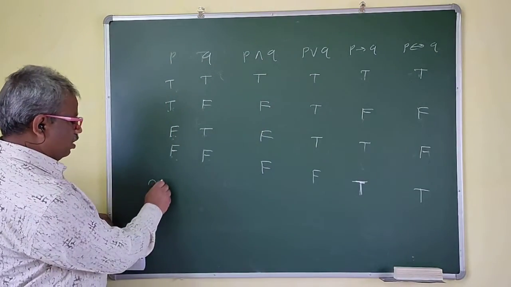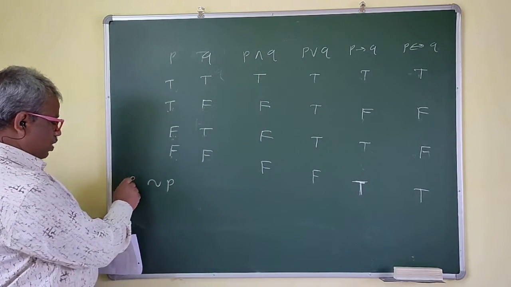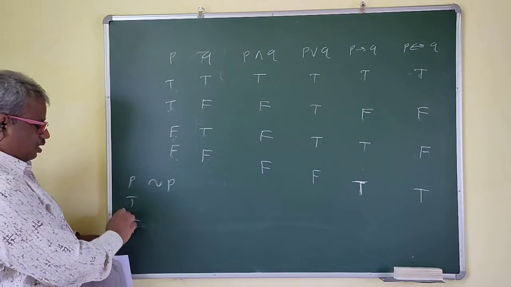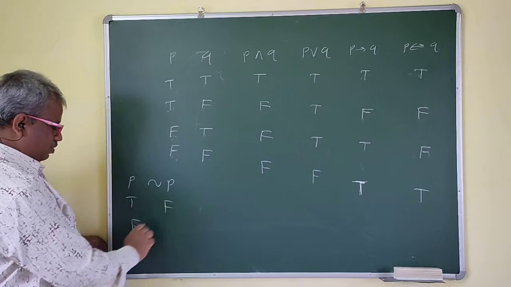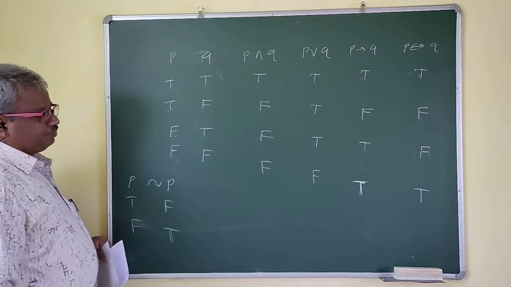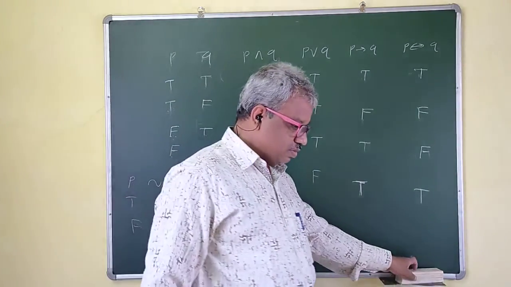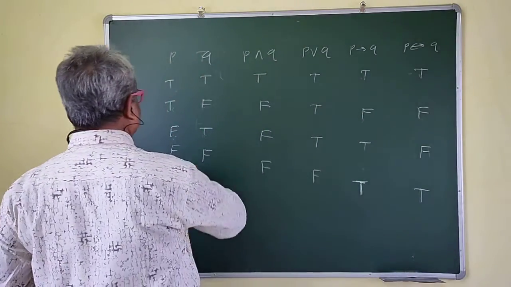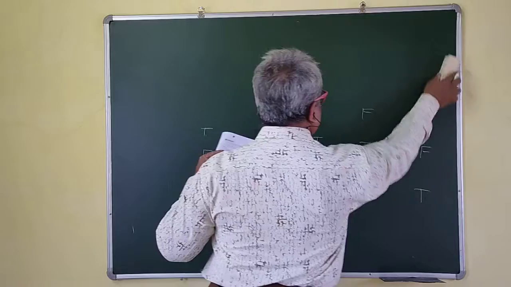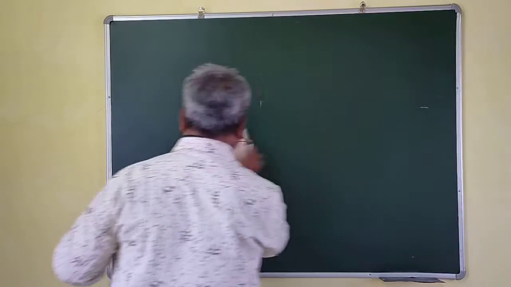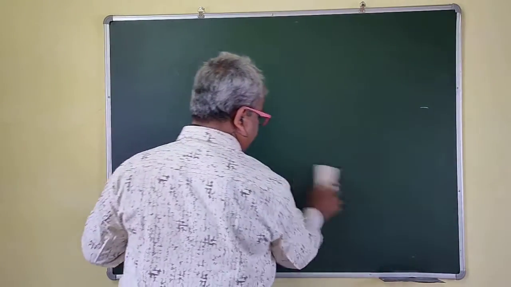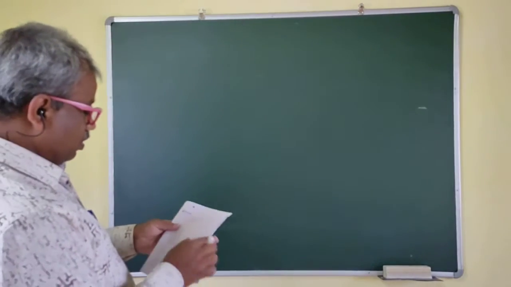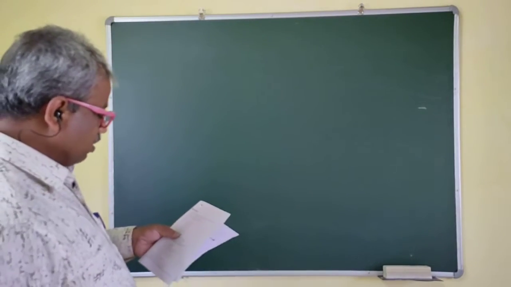Now negation of P. Here only one statement is there, so T and F are there. Right? So that means what? For T the negation is F, and for F the negation is T. So you have to remember this table now. I hope that you understand this table. So you should remember this table. Now we will see some examples.